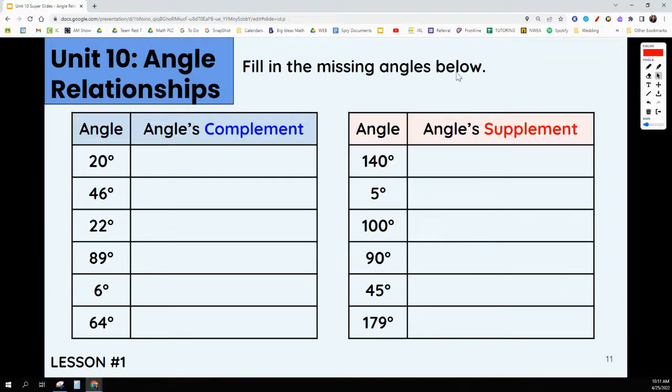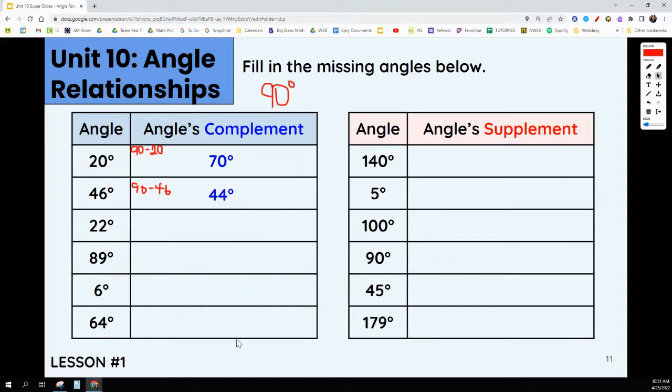Fill in the missing angles below. So when I find an angle's complement, C, that means they have to add up to 90 degrees. So if one of the angles is 20 degrees, I would have to do 90 minus 20, and the other angle would have to be 70 degrees. If one of the angles is 46 degrees, I would have to do 90 minus 46, and the other angle would be 44 degrees.